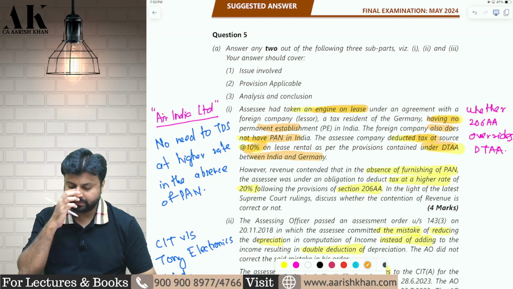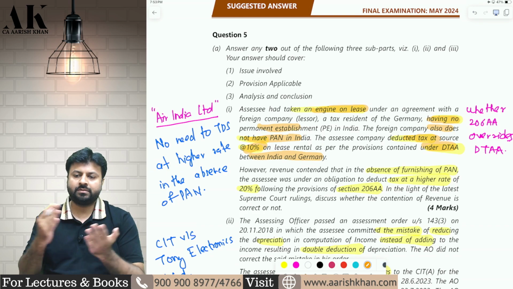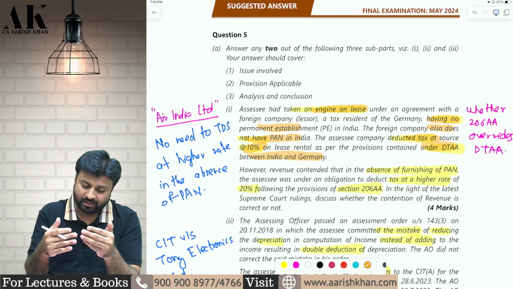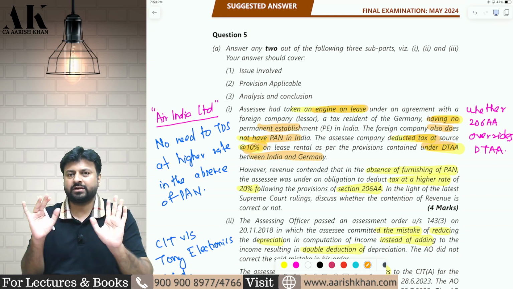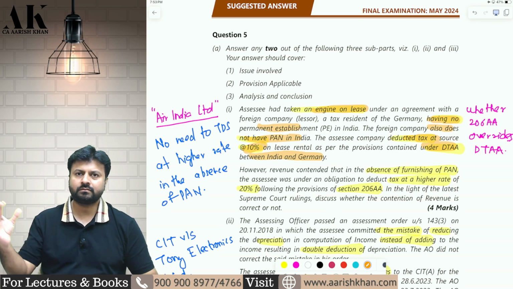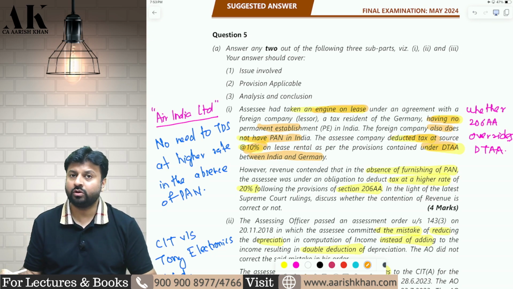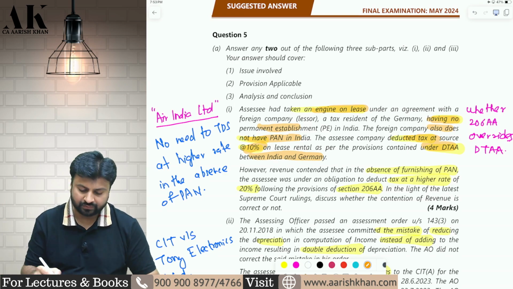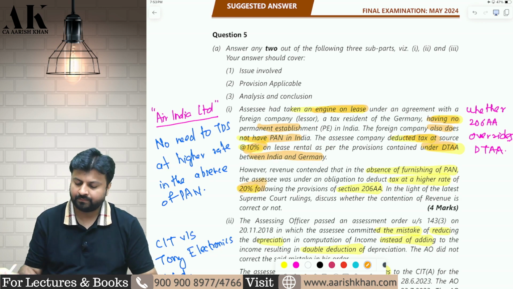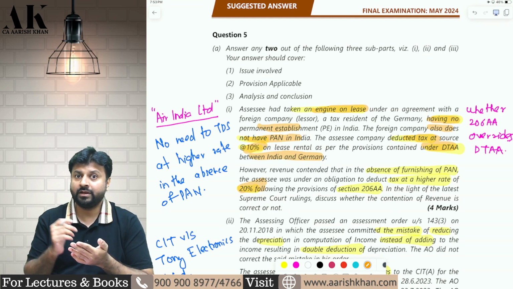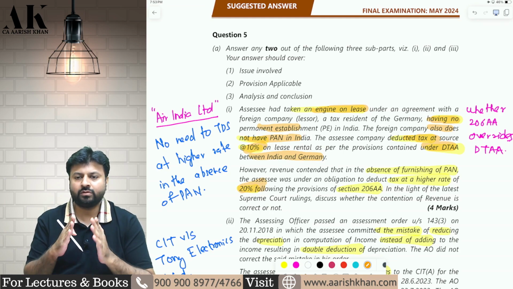The India-Germany DTAA says that such engine leasing will be subject to 10% TDS, so the assessee deducted TDS as per the DTAA. Now the AO is saying that you cannot deduct TDS at 10% because the other person has not given a PAN, therefore you should deduct TDS at 20%. So we need to answer whether that 20% provision is also applicable under the DTAA, or only under the income tax law.